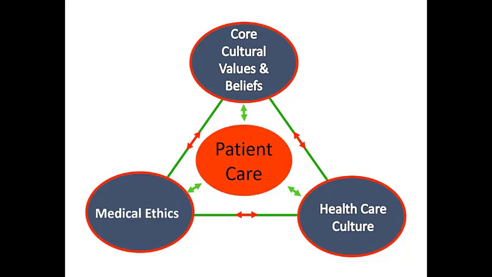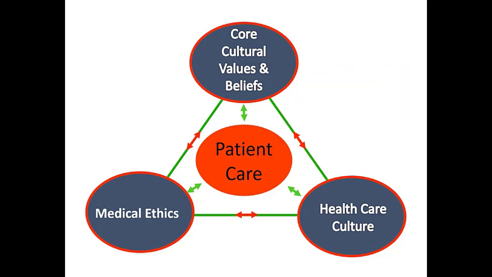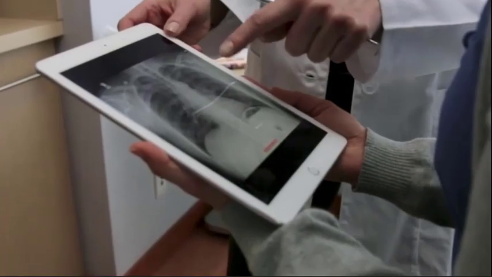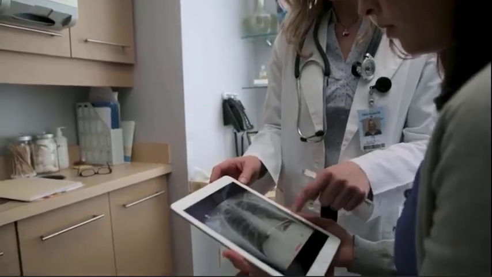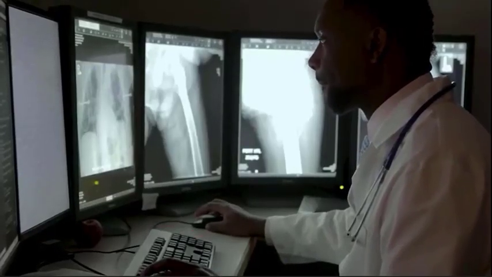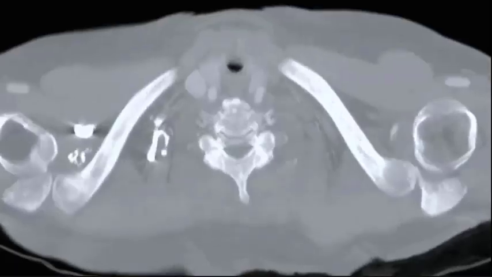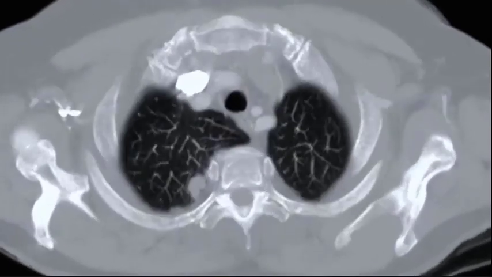Here you'll note there's a diagram depicting different impacts upon patient care. We begin by looking at core cultural values and beliefs. These things help us to understand what type of patient care that we are receiving. If this care does not meet our expectations, is the care ethical? Herein lies the quandary. It is not about the healthcare professional, but about the patient care that we must focus on.